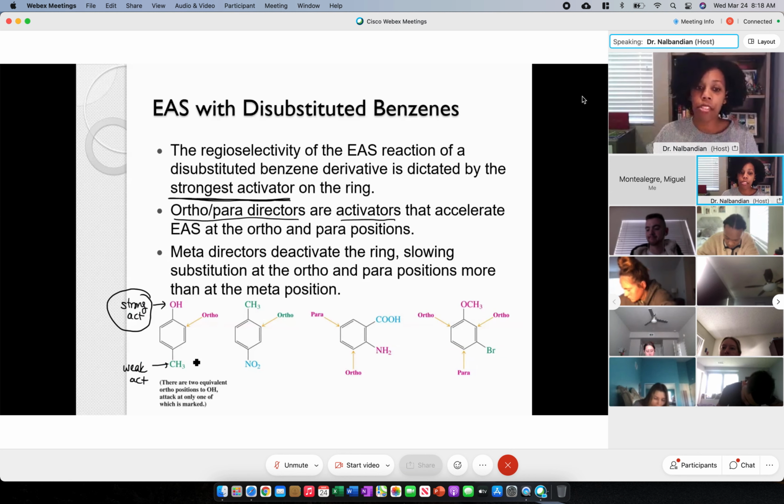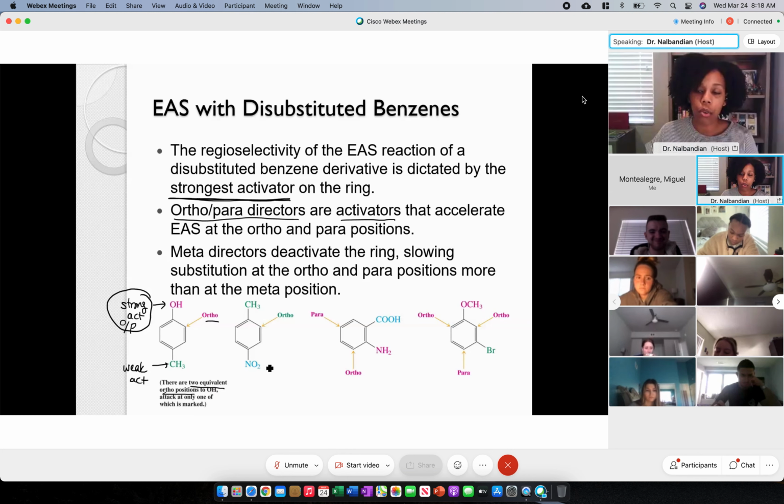Notice that the para position is blocked by the methyl. So even though this is an ortho para director, there's only an ortho position open. So ortho on either side would be the same exact thing. They're just showing you one spot, but remember there are two equivalent ortho positions. So really one product. It doesn't matter if you put it ortho on the left or on the right, same product. All right, let's look at our next example.